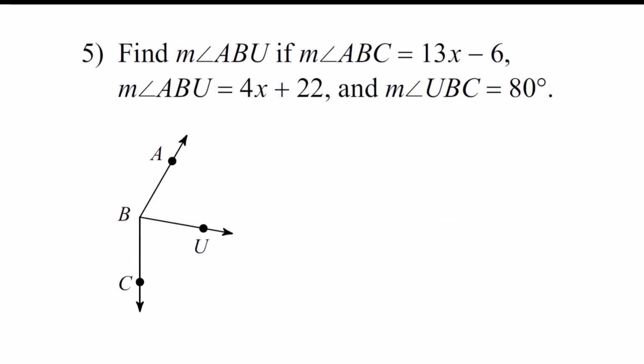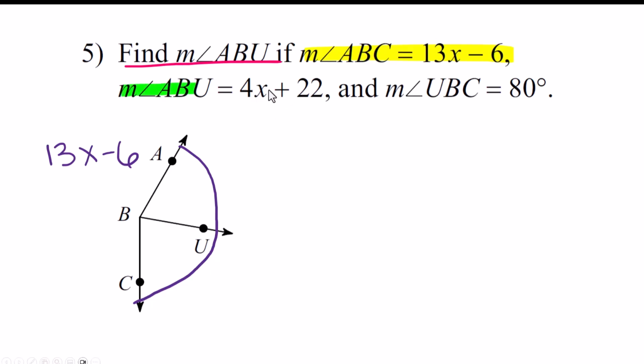All right, I'm going to do this one. It's very similar to what we did before, except after we find the x, we're going to have to plug it in to find the actual angle. In this case, we're looking for the size of angle ABU. All right, ABC, which is the whole thing, is 13x minus 6. ABU as an algebra expression is 4x plus 22. That's where we're going to plug the x in when we're done. And UBC is 80.